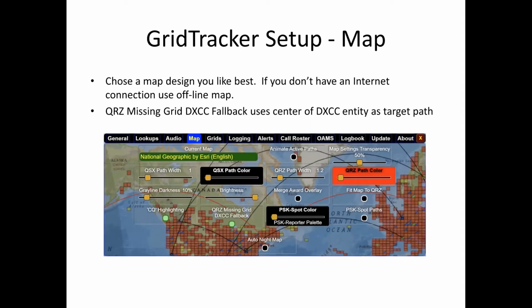GridTracker map. Okay, this is one, Dave, you're going to be interested in. The map that you're seeing right behind me is an online map, the National Geographic Esri map. There are probably 20 or 30 maps you can use in GridTracker. If you go to the bottom, there's an offline map that's loaded. All the other maps are downloaded as you resize them and stuff. So Dave, you'll want to go down and click on the very top, current map. It's a monochrome, pretty basic map, but it says out to the right-hand side, offline.